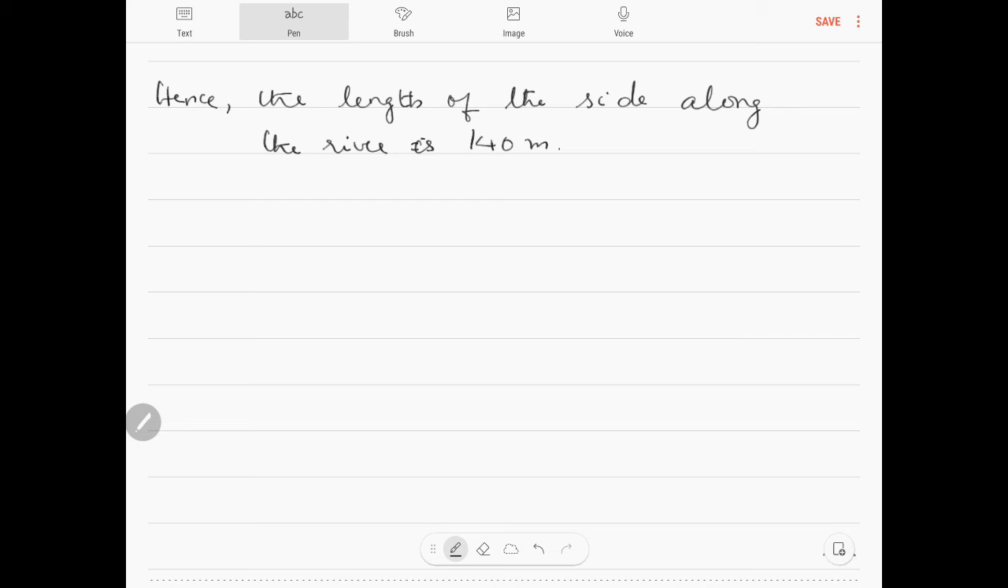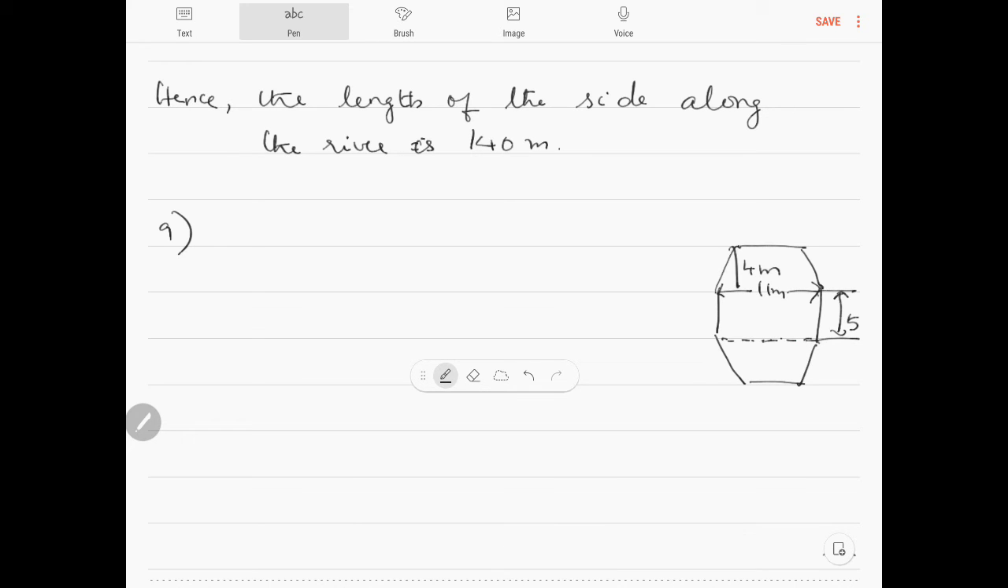Next problem. Problem number 9. This distance is given to be 11 meters in the diagram. This is 4 meters and this distance is 5 meters. Question is, the top surface of a raised platform is in the shape of a regular octagon shown in the figure. Find the area of the octagonal surface.